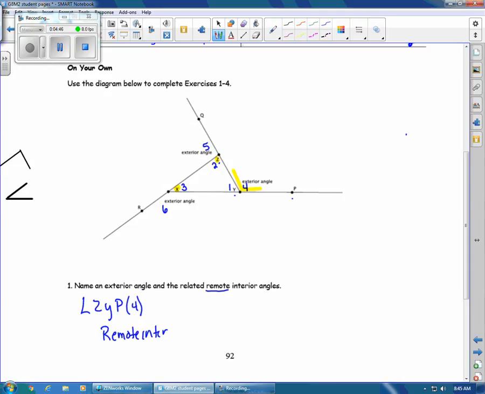I can't flip back and forth fast enough. So that's going to be angle YZX, which is angle 2, and angle YXZ, which is angle 3.